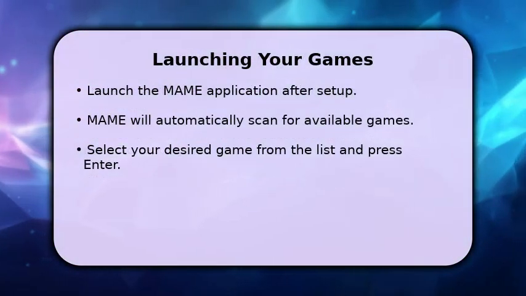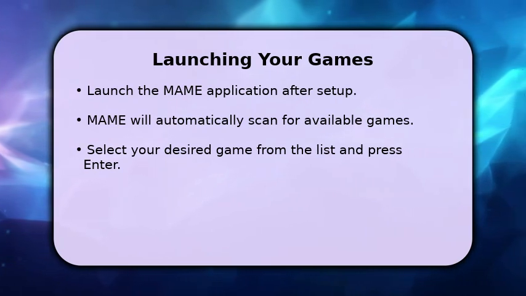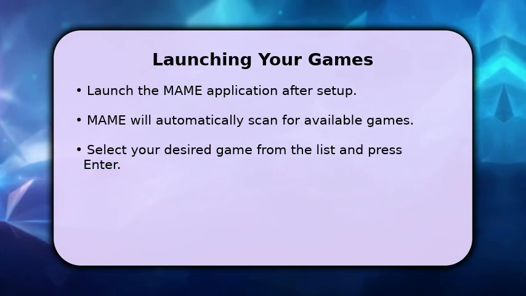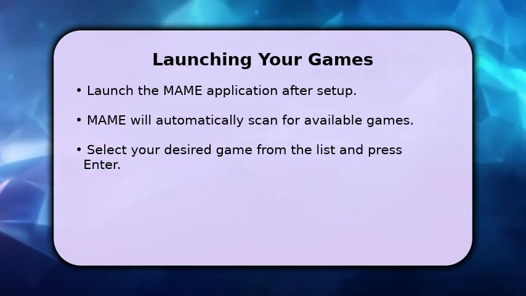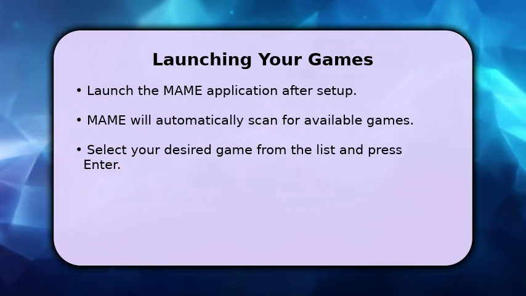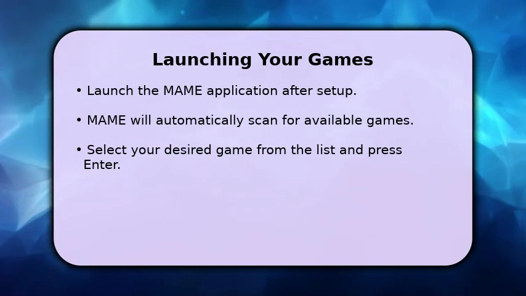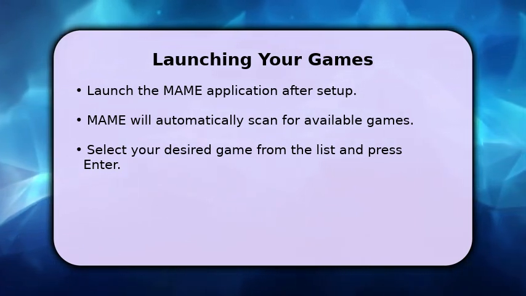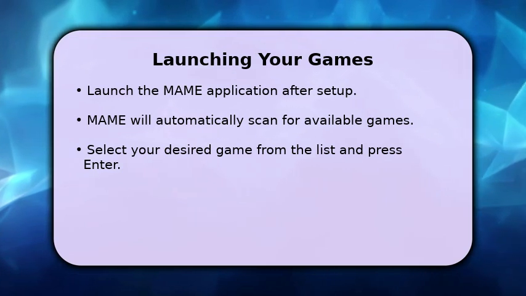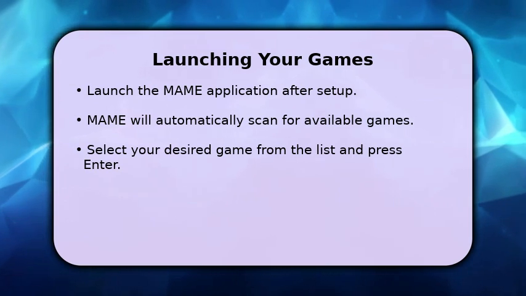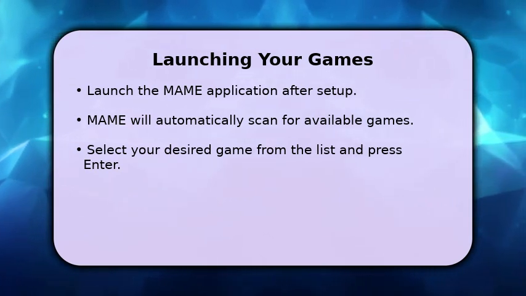With MAME installed and your ROMs in place, you're ready to play. Launch the MAME application. It will automatically scan the ROMs folder and populate a list of all playable games. Simply navigate through the list, select the game you wish to play, and press the Enter key to start. Inside the game, you can usually press the Tab key to access MAME's in-game menu, allowing you to customize controls and other settings for a perfect arcade experience.